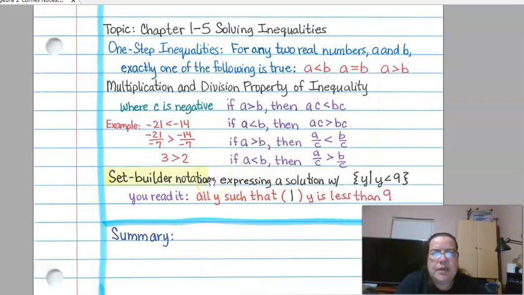And then there's a certain way of expressing an answer when you're dealing with inequalities, and you can write it in this manner. This is how you read this. The brackets start your notation off by stating all the y's, and this bar you can say such that. So the solution is all the y's such that y is less than 9.